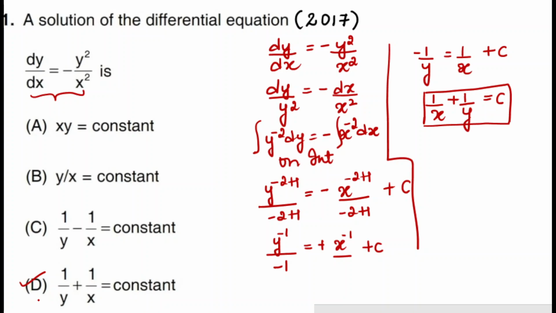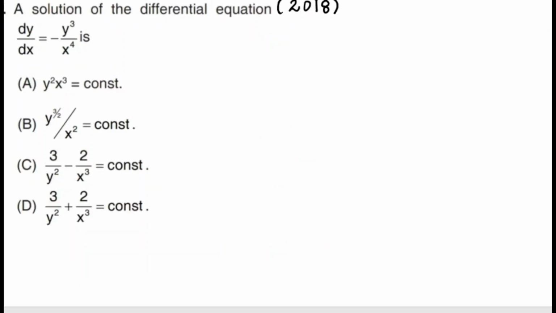The next question is a solution of the differential equation which was asked in 2018, that is dy divided by dx, which is equal to minus of y cube divided by x to the power 4, which was a very similar question to the one asked in 2017. Let us try to solve this question. That is dy divided by dx equals minus y cube divided by x to the power of 4. On rearranging, this is also by the same method, the variable separable method.